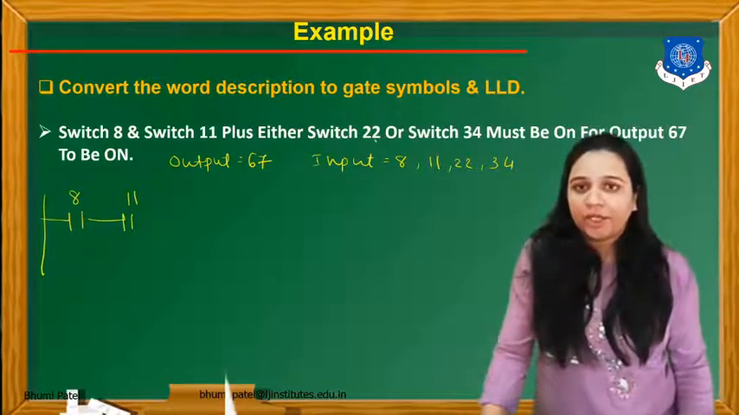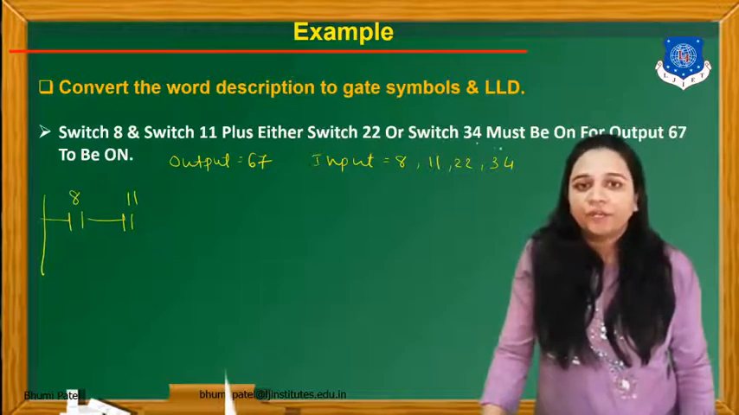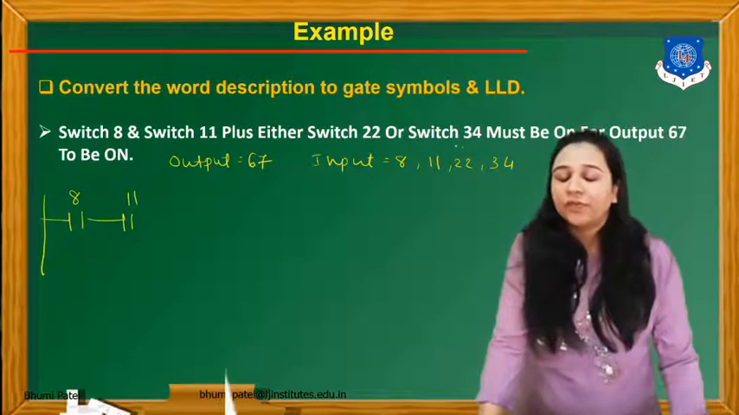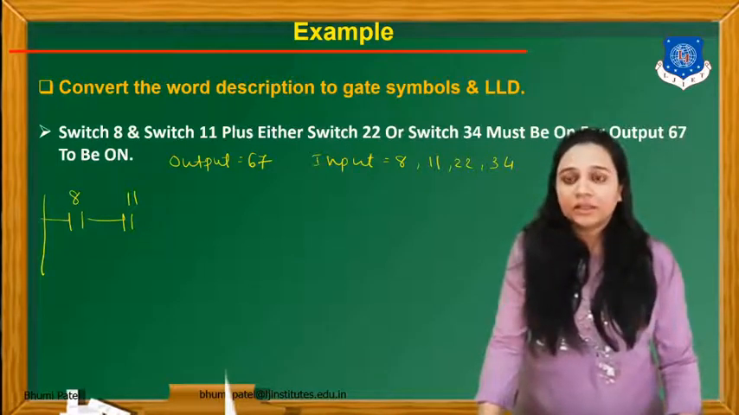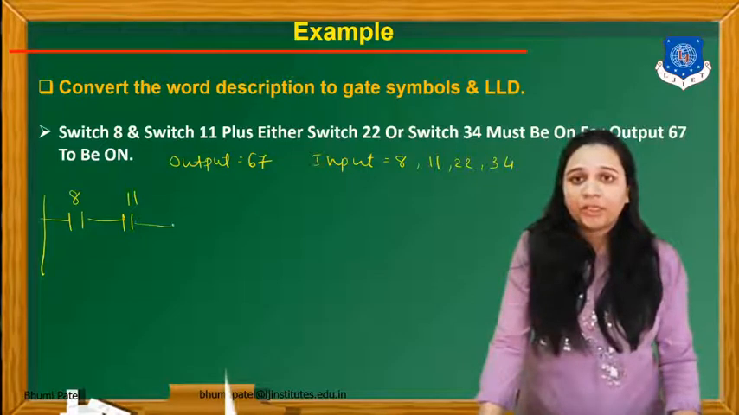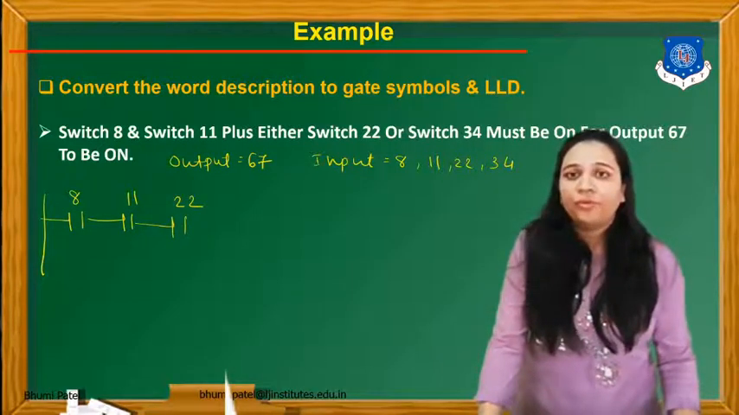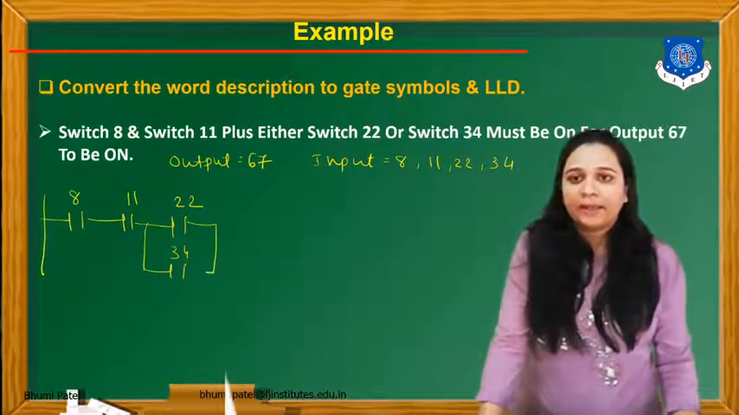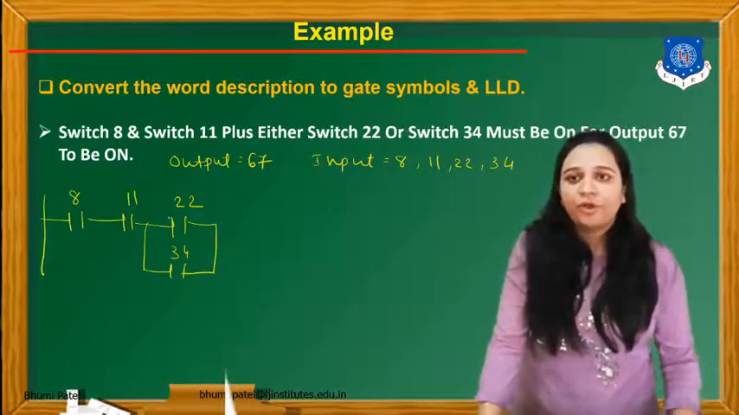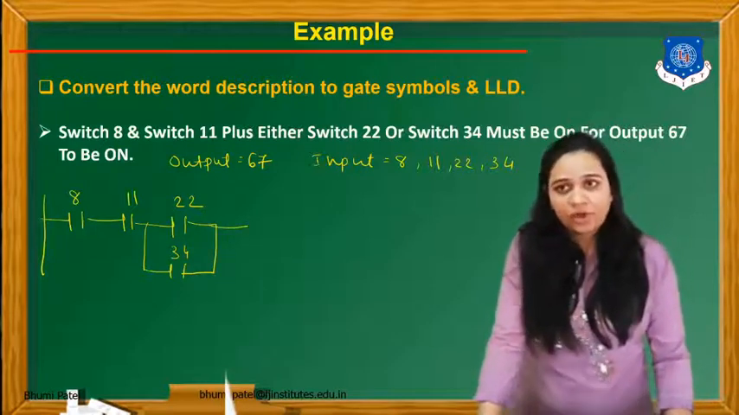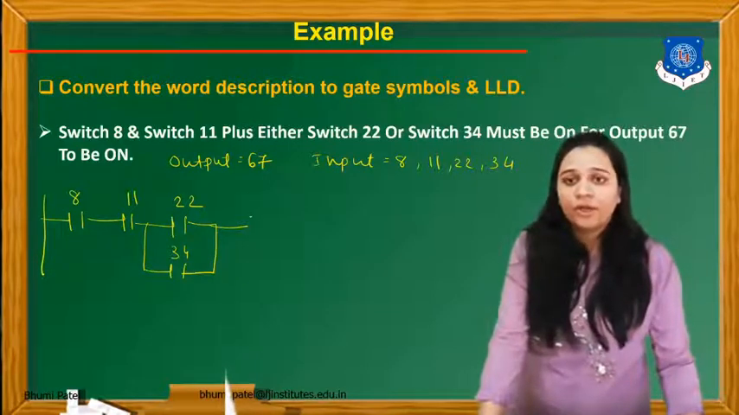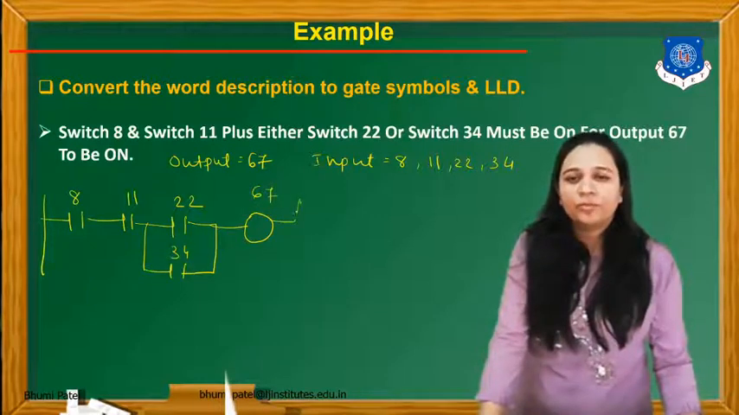Either switch 22 or switch 34 must be on. Or means we can put 22 and 34 in a parallel connection. That means we can put 22 or 34 in the parallel connection, and one must be on. If switch 8 is on, 11 is on, and 22 or 34 is on, at that time which output will be on? Output 67 will be on.